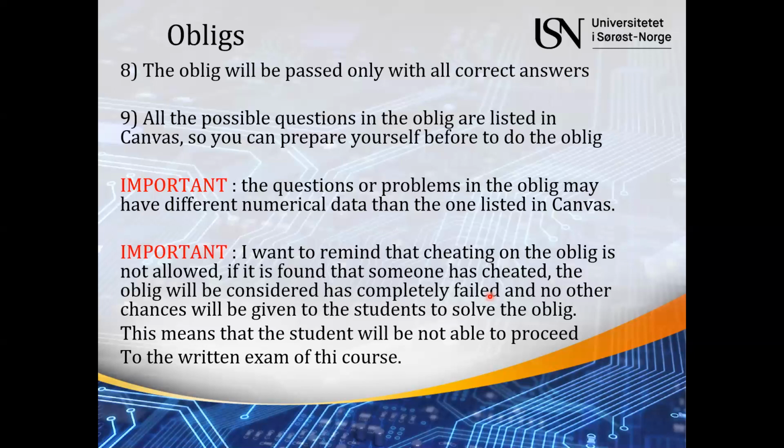Again, I want to remind all of you that cheating is not allowed. If I find someone cheating, then I won't consider that oblique. I will consider the oblique failed, and I will not give any chance to repeat the oblique, which in other words means that you won't be able to do the written exam, because all the obliques need to be passed. So think multiple times before cheating, because if I discover it, that's not good for you.